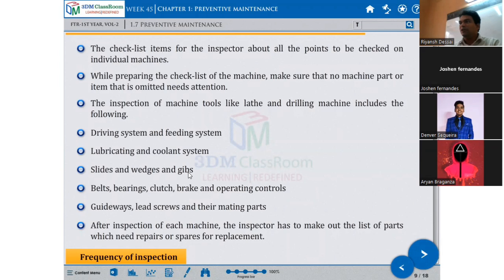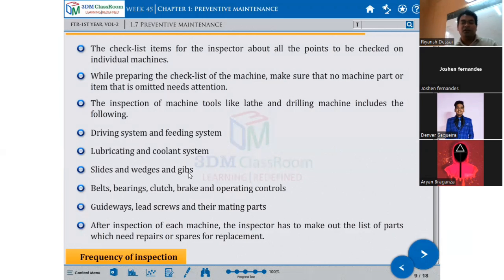Then slides, wedges and grips, the moving parts such as the slider, belt, bearing, clutch, brake, and operating controls. These are all moving items. You have to check them. Also guide ways, lead screw, and their mating parts.